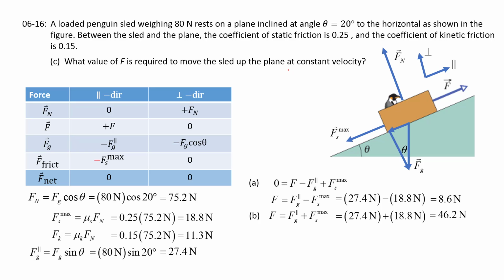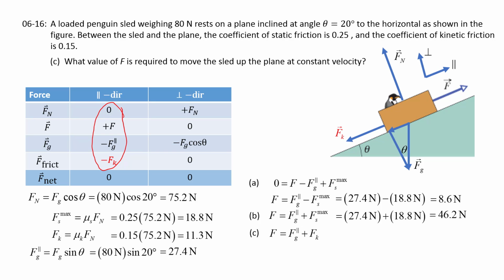So remember, constant velocity still means that the net force in the parallel direction is equal to 0. Don't forget about that. What's different, though, is that now instead of having this maximum static force, we're going to have the kinetic force. So the kinetic force of friction. So I put that in over here, and I also put it in on the table. And really, there's not much to do, because for part C, then, all we have to do is, again, look at these components in the parallel direction, add them up, and then solve for F.